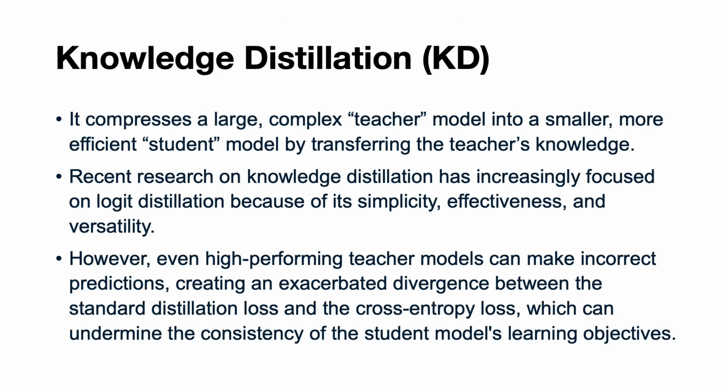Knowledge distillation, also known as KD, compresses a large, complex teacher model into a smaller, more efficient student model by transferring the teacher's knowledge. Recent research on knowledge distillation has increasingly focused on Logit distillation because of its simplicity, effectiveness, and versatility. However, even high-performing teacher models can make incorrect predictions, creating an exacerbated divergence between the standard distillation loss and the cross-entropy loss, which can undermine the consistency of the student model's learning objectives.